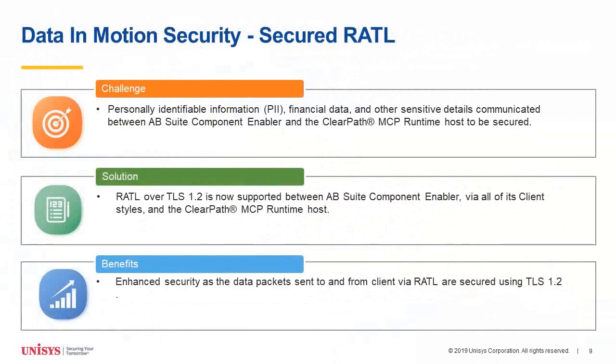So for AB Suite 7.0, we have brought in the TLS 1.2 support for RATTLE. So with that, the data packets are secured now, especially when the client communicates via RATTLE between the component enabler and the ClearPath MCP runtime host.